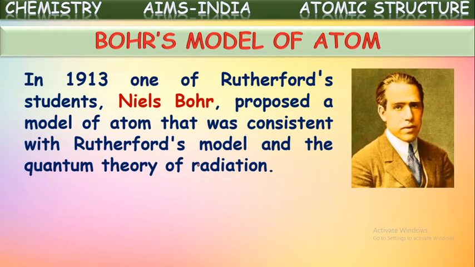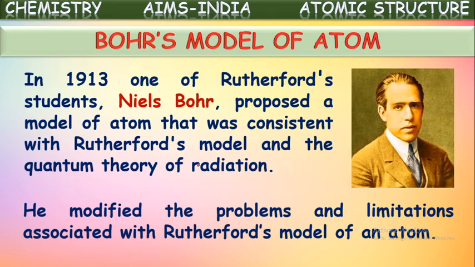In 1913, one of Rutherford's students, Niels Bohr, proposed a model of atom that was consistent with Rutherford's model of atom as well as the quantum theory of radiation. So based upon these two, Rutherford's model as well as the quantum theory of radiation, Niels Bohr in 1913 proposed a model which is called Bohr's model of atom. He modified the problems and limitations associated with Rutherford's model of atom.